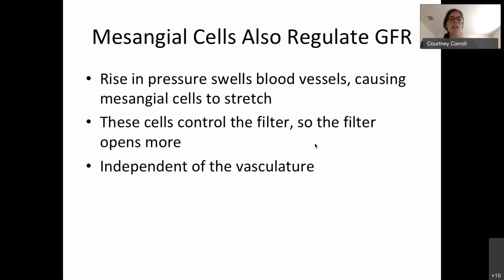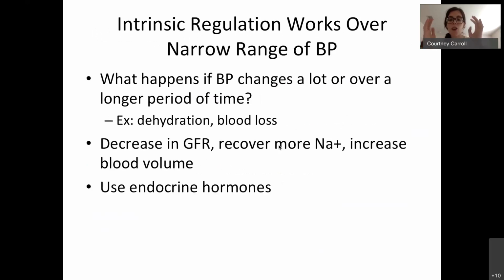Okay, the mesangial cells themselves, they help regulate that filter, and so they can change the filtration rate by changing the amount that filters, whether the filter is open more or open less. And this is independent of the vasculature. Okay, that works again over a small window, a narrow range. So you got a small problem, you can fix it yourself. You got a big problem, you're gonna have to call in a mechanic. You're gonna have to call in help.